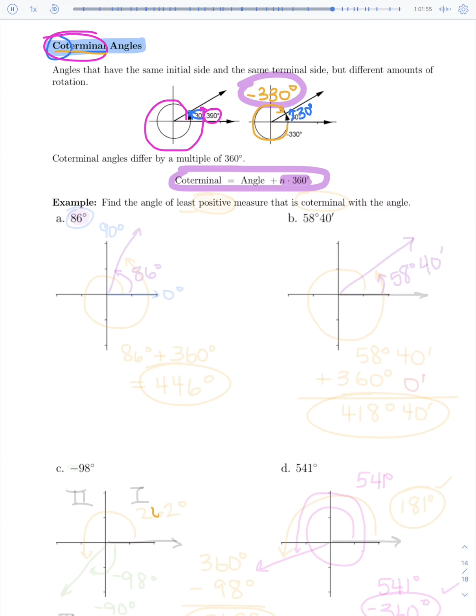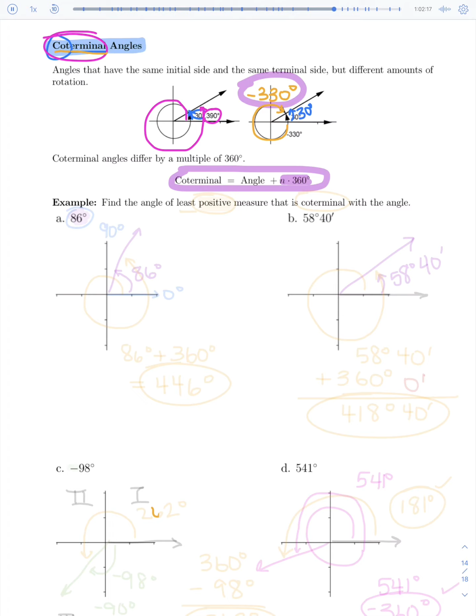It's pretty cool. So coterminal means angles that together, terminal, stop at the same value on your picture. So they won't have the same numerical value, but they'll have the same actual picture for your angle. It'll land in the same spot.